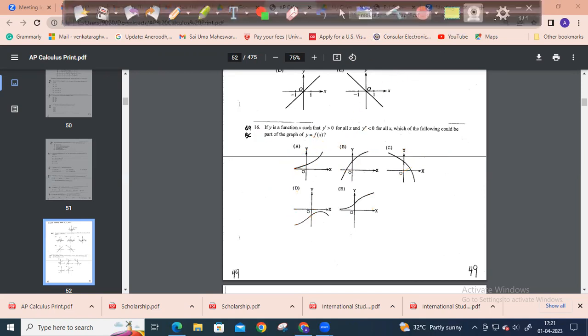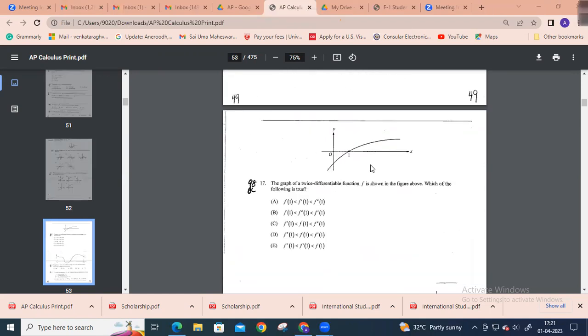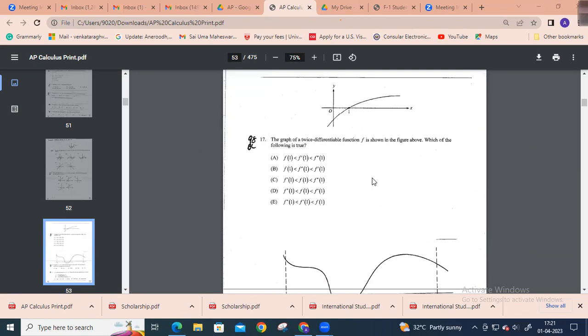Now see the next one. Good, three students gave me an answer. Okay, sorry. Now the third model. They gave a graph. They're asking what is the relationship between f dash and f double dash. Now, most of you should be able to solve this. Please do solve and try to give me your answer.